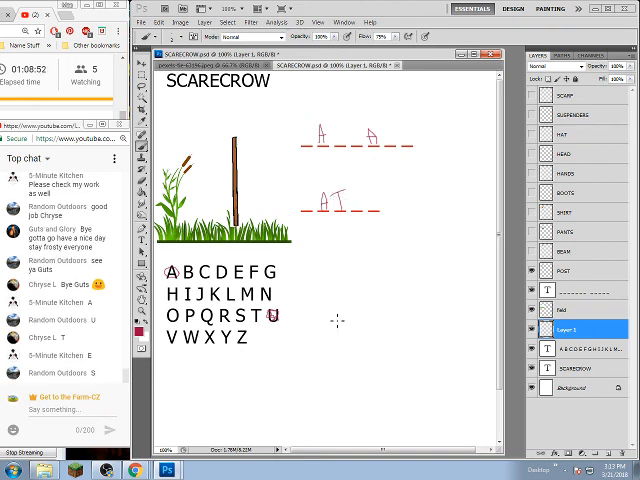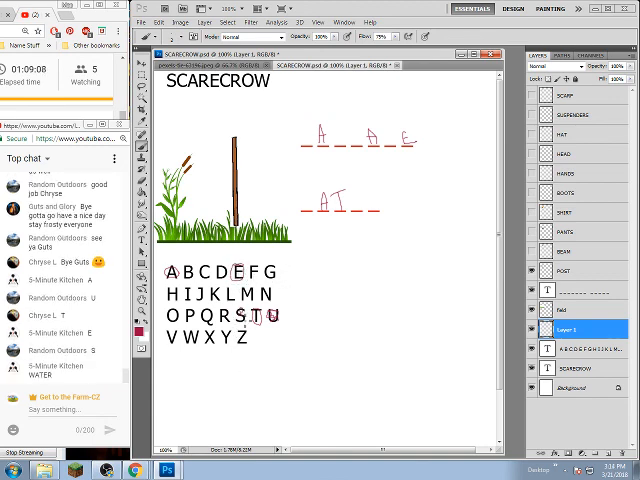5 Minutes Kitchen is guessing an E. Getting ahead of me, guys. An E. There is 1 E. There we go. And our next letter is an S. There are no S's. Put up a beam. No. It is not water.